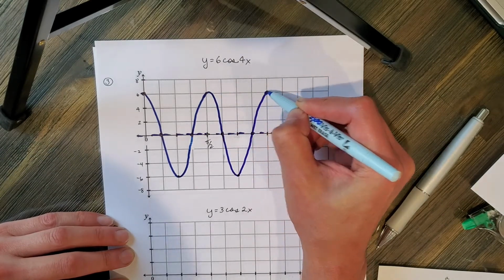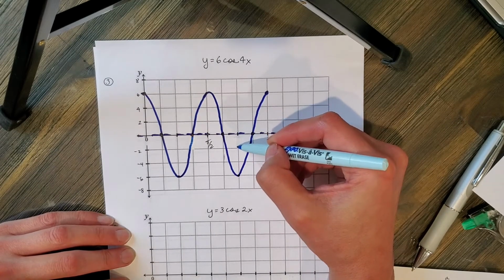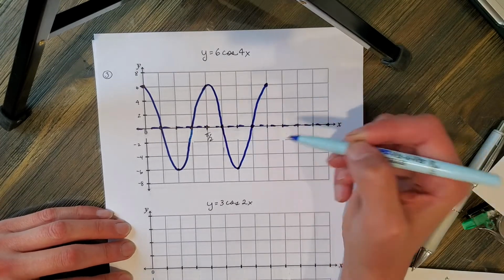So from the midline to the maximum or the minimum, it's going to be 6. But remember, we're counting by 2. So 2, 4, 6. All right.